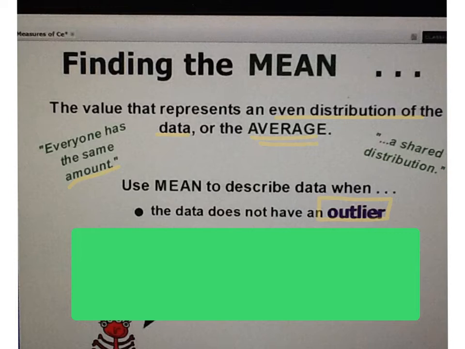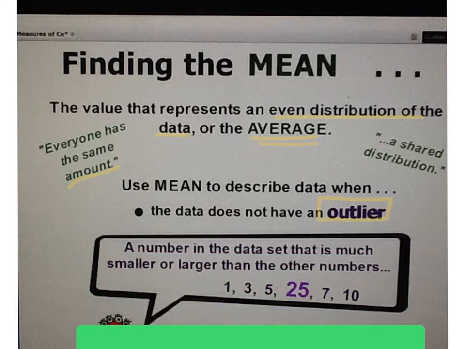But what is an outlier? Well, an outlier is just basically a number in the data set that is much smaller or much larger than the other numbers. So here in this data set, we have 1, 3, 5, and then a 25, and a 7, and a 10. So notice the 25 is much larger than all the other data.